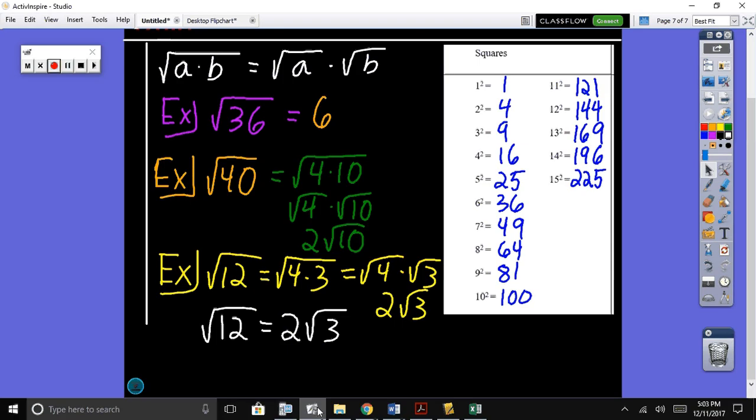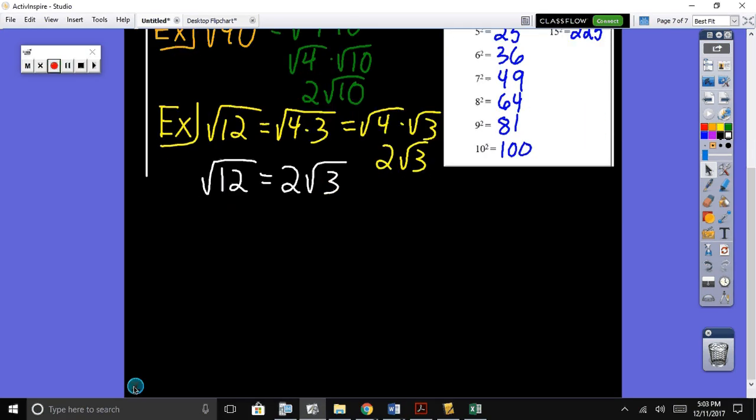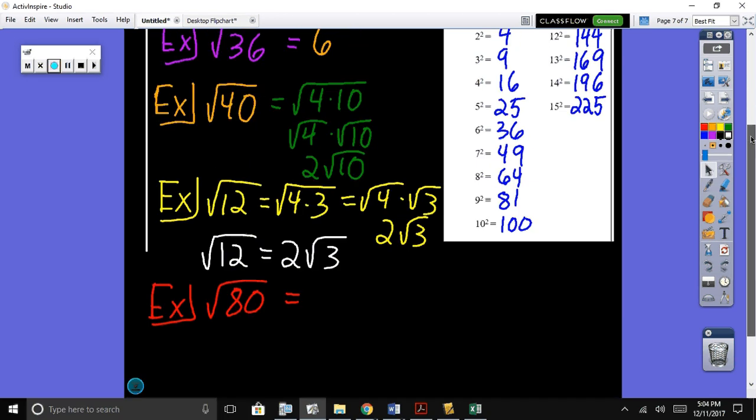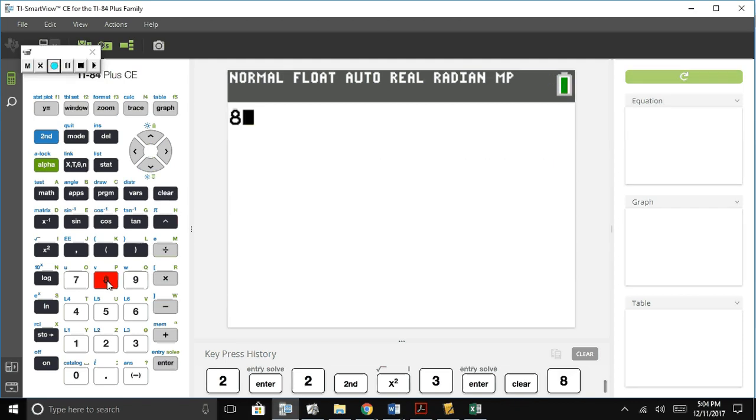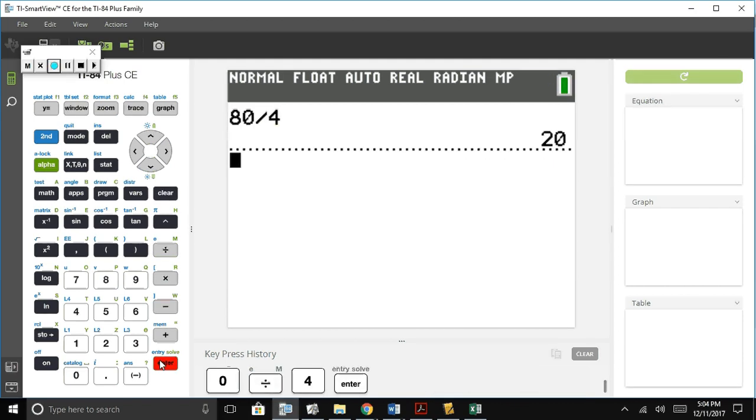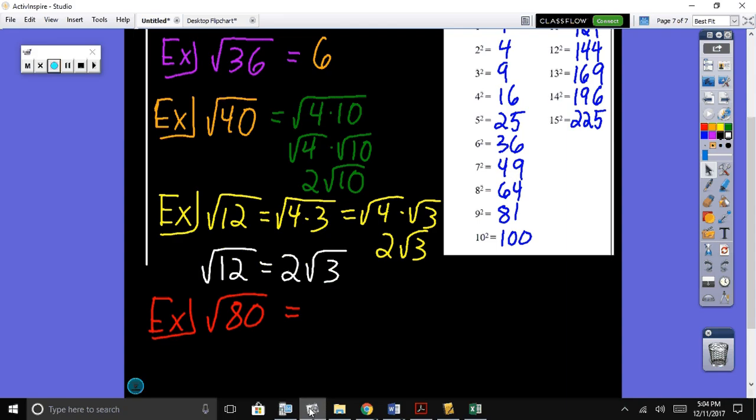All right, let's look at something a little more difficult and something more likely to show up in any math practice that we have. Let's look at the square root of 80. Well, if I'm looking for numbers that go into 80 perfectly, I know 4 will work, because if I do 80 divided by 4, I get a whole number. So let's try that to start.